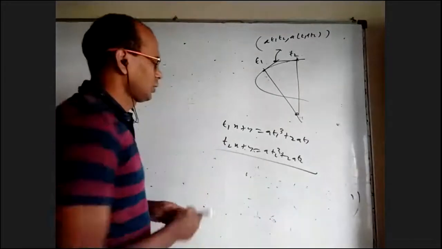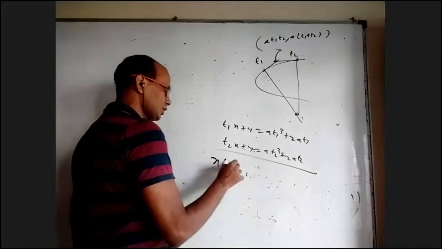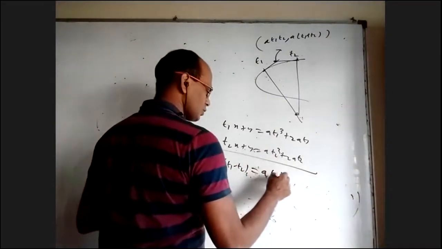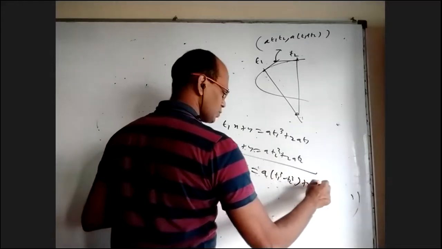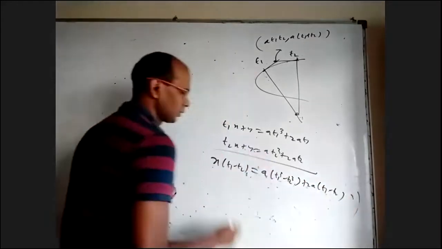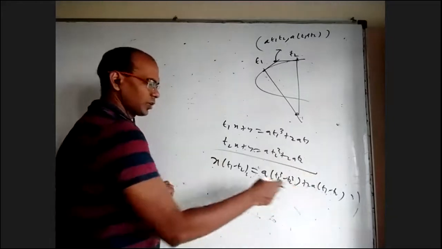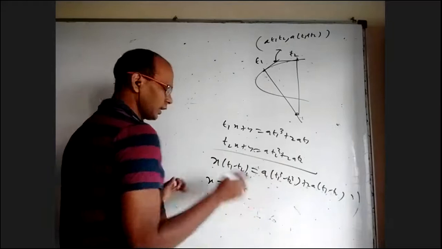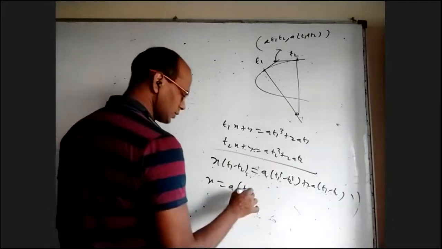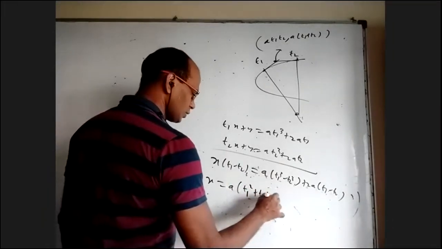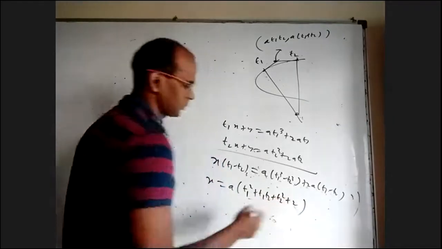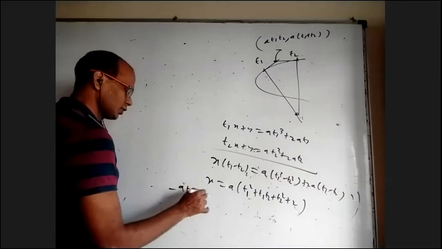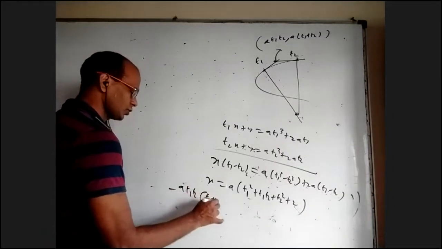When I subtract, what will come? X into T1 minus T2 equals a into T1 cube minus T2 cube plus 2a into T1 minus T2. I can divide by T1 minus T2. I wrote y coordinate plus 2, not minus 1. When you divide it, what will come for x? I wrote everything reversed. X coordinate is a into T1 square plus T1 T2 plus T2 square plus 2. That is the x coordinate. Y coordinate is minus a T1 T2 into T1 plus T2.